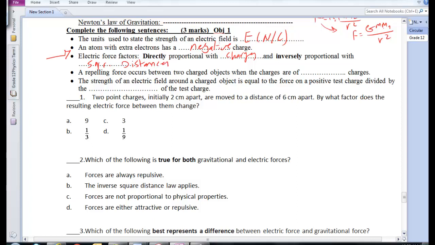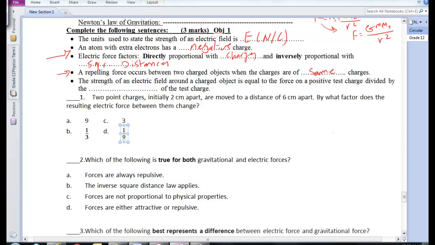Repelling force occurs between two charged objects when the charges are, and this is one of the properties of charge, when the charges are what? There is a repulsion, so they are unlike or different charges. And if they are like, they will repel, so they are the same. If they are attracting, so they should be different.